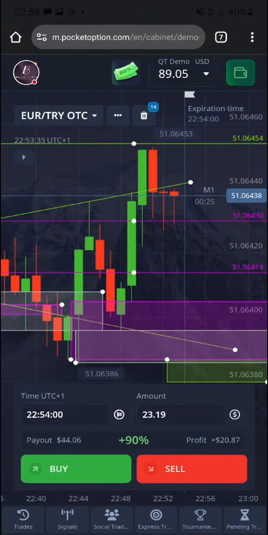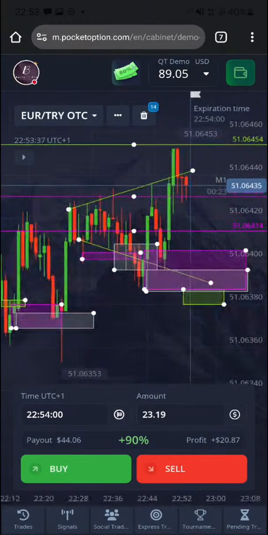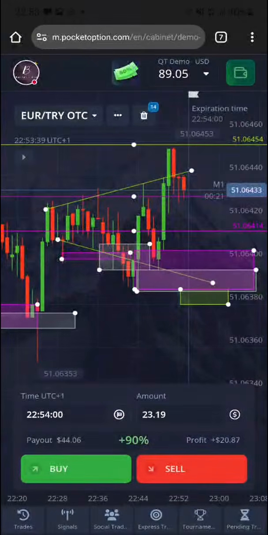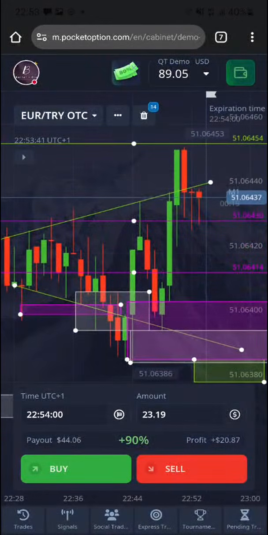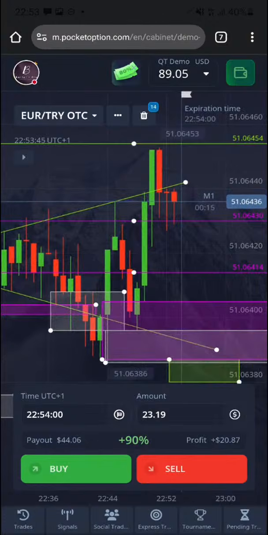So that's how we take our trades. You understand? It's based on the strategy and it's based on the concepts, not based on candles alone. You understand? It's based on the whole market structure as a whole, not just the movement of the candles on its own.